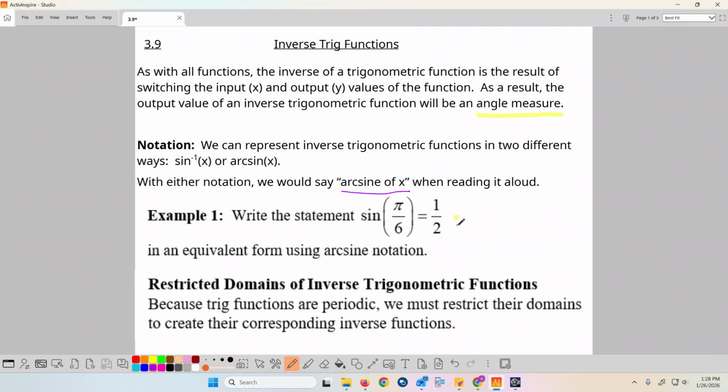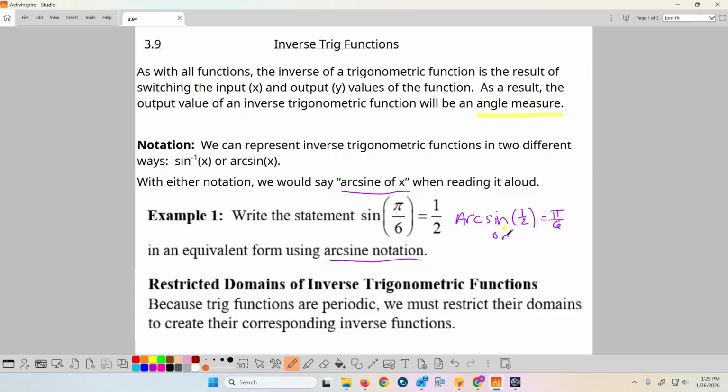So here we go. Let's do the first example. Let's write the statement sine of pi over 6 equals 1/2 with the equivalent form using arc sine notation. Well, since we know that the answer will always be the angle measure, what we want to do here is swap the input and output. And of course, writing arc sine notation. So there's two ways to write this out. We could write this as arc sine of 1/2, which is going to equal pi over 6.